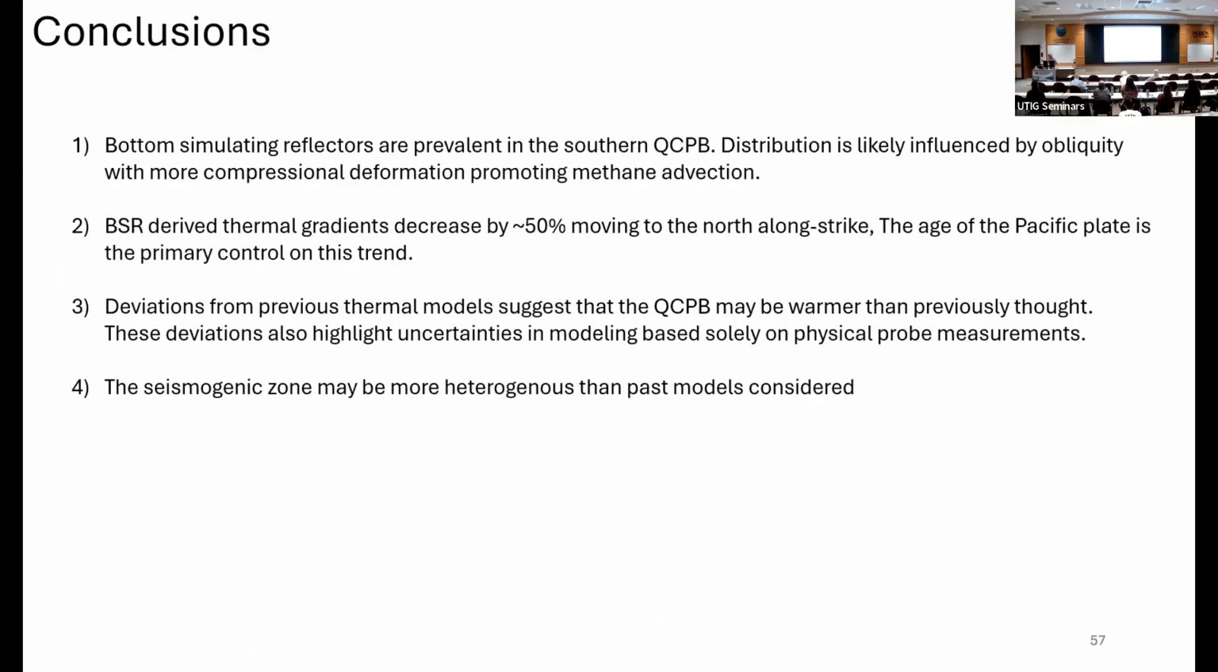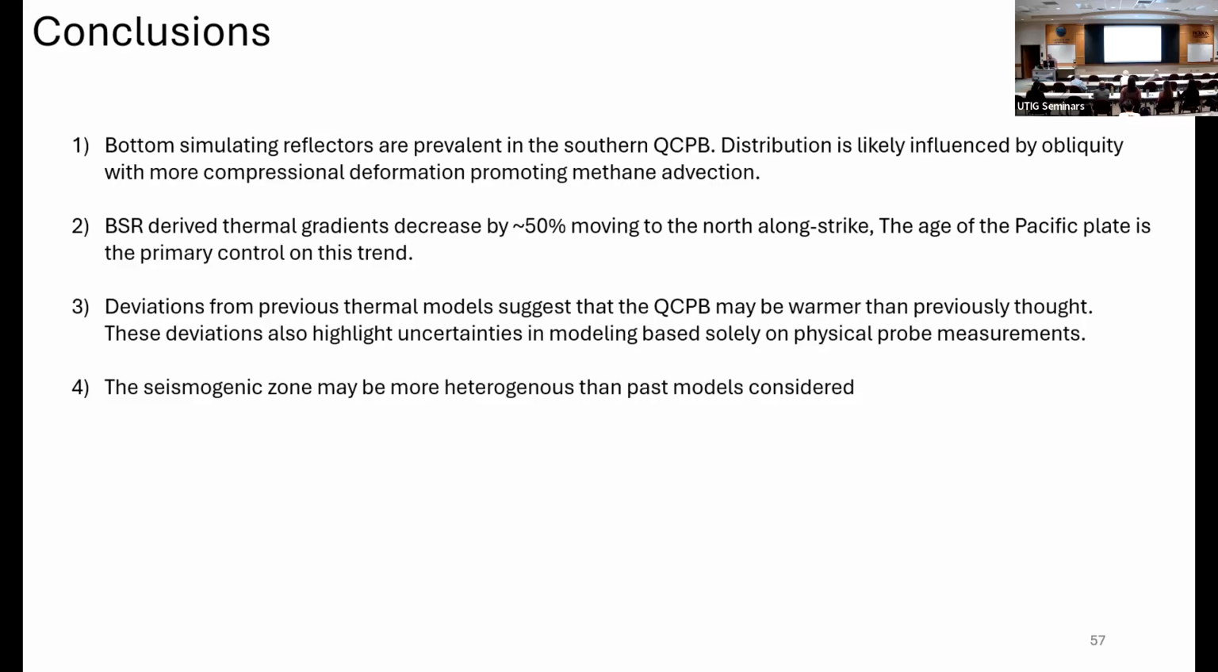And then just to wrap it up, we looked at bottom simulating reflectors along the plate boundary. They're very prevalent in the south, and this distribution variability is likely related to obliquity, where more compressional deformation promotes methane advection. We find a 50% decrease in thermal gradients moving from south to north along the plate boundary, which is primarily controlled by the age of the Pacific plate.